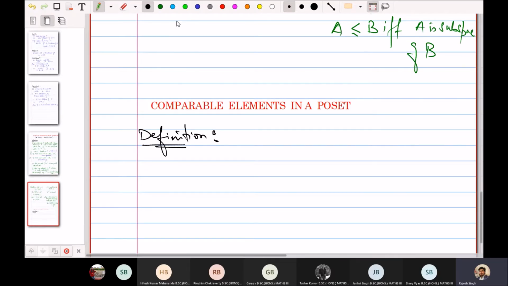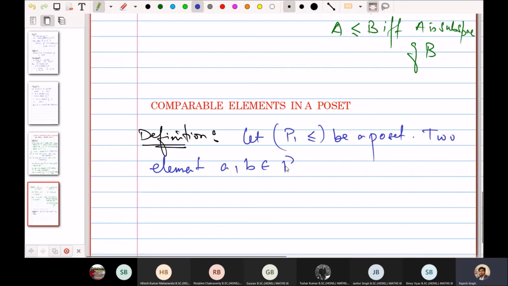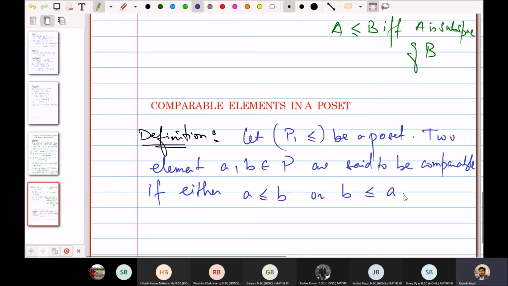या B is contained in A, राइट, तभी कंपेरेबल है वो. सो ट्रू एलिमेंट, लेट P बी अ पोसेट. ठीक है, two elements A, B belonging to P are said to be comparable if either A is related to B or B is related to A.